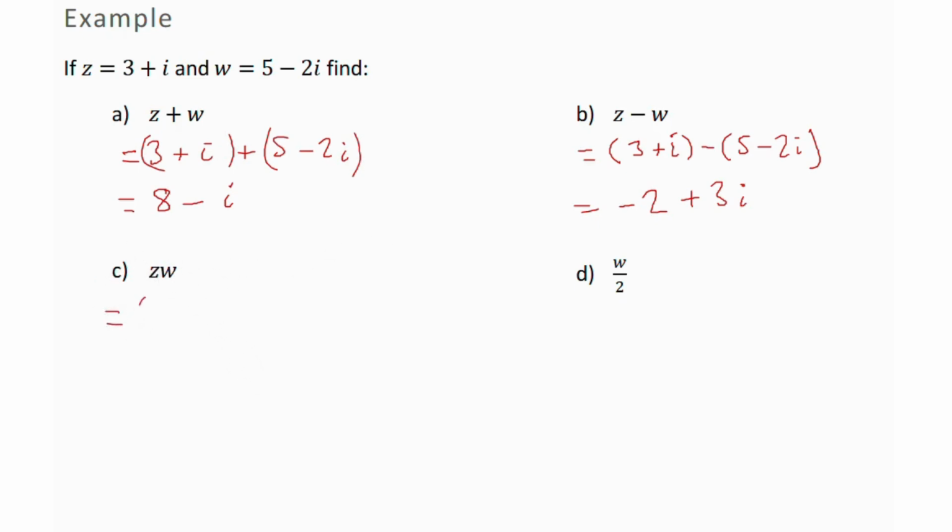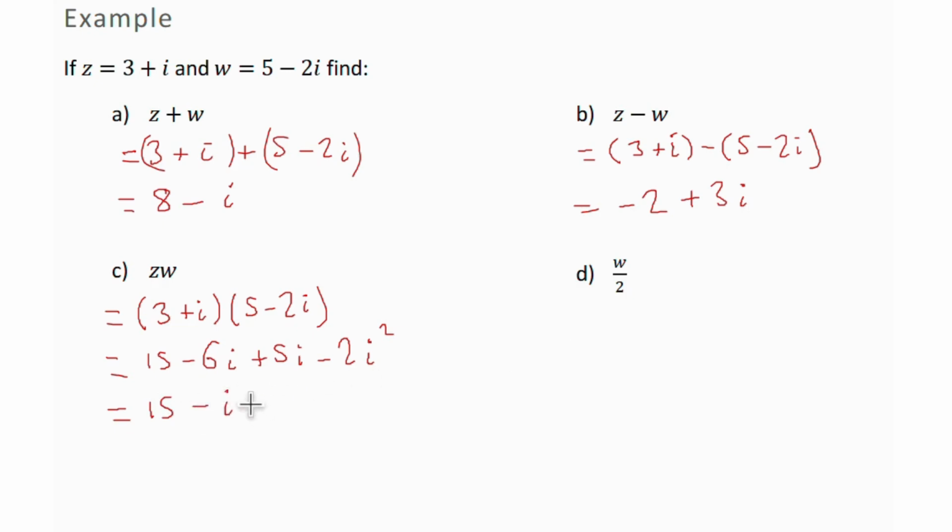For z times w, (3 plus i) times (5 minus 2i). Now we're going to do this as we do with algebra. We're going to expand this. 3 times 5 is 15. 3 times negative 2i is negative 6i. i times 5 is plus 5i. i times negative 2i is negative 2i squared. So here we have 15 minus i minus 2 times i squared.